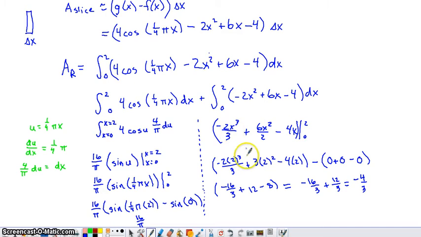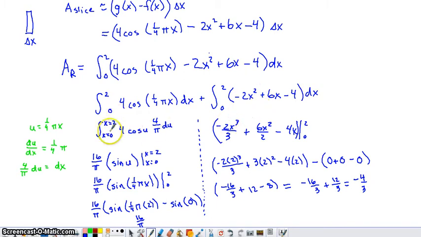The work right here, I think you're going to think is pretty standard, right? Antiderivative of that, power rule, another power rule, another power rule. Put in the 2 to that antiderivative, put in 0 to that antiderivative, evaluate and take your difference, and you end up with negative 4/3 for the value of this integral right here.